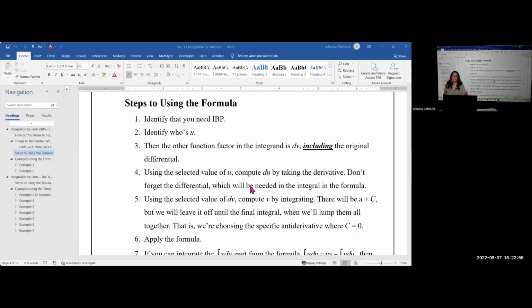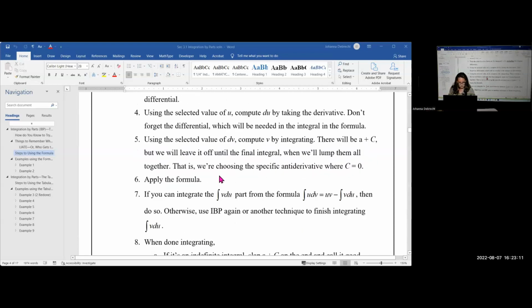You'll have to try something a little trickier, right? For u, you've got to be able to integrate dv. If you can't integrate dv, the whole method falls apart, right? You can't even get started. There will be a plus c, but we're going to leave it off until the final integral. In other words, what we're really doing is we're choosing a particular specific antiderivative where the constant is 0. Or you can think of it as, well, I'm going to roll all my plus c's together at the end, right? You can do it that way as well.